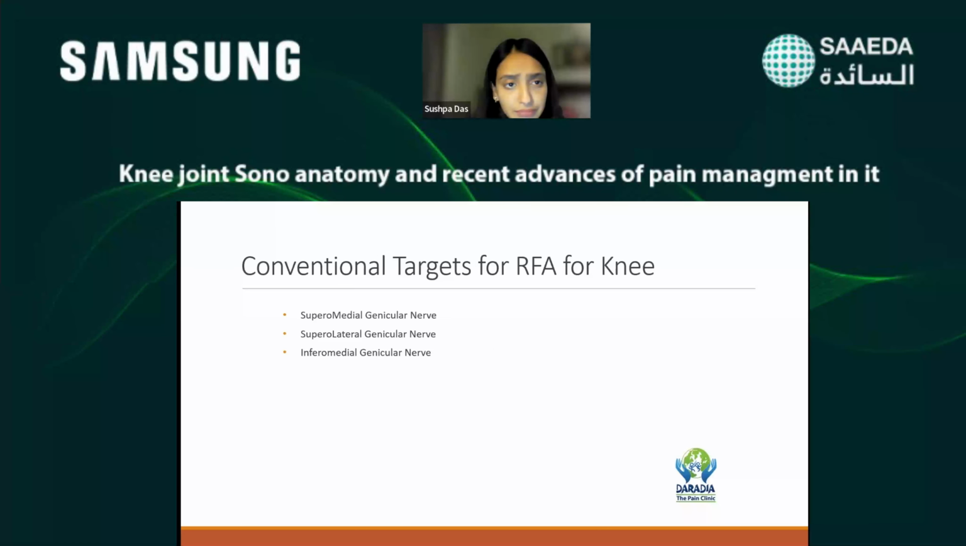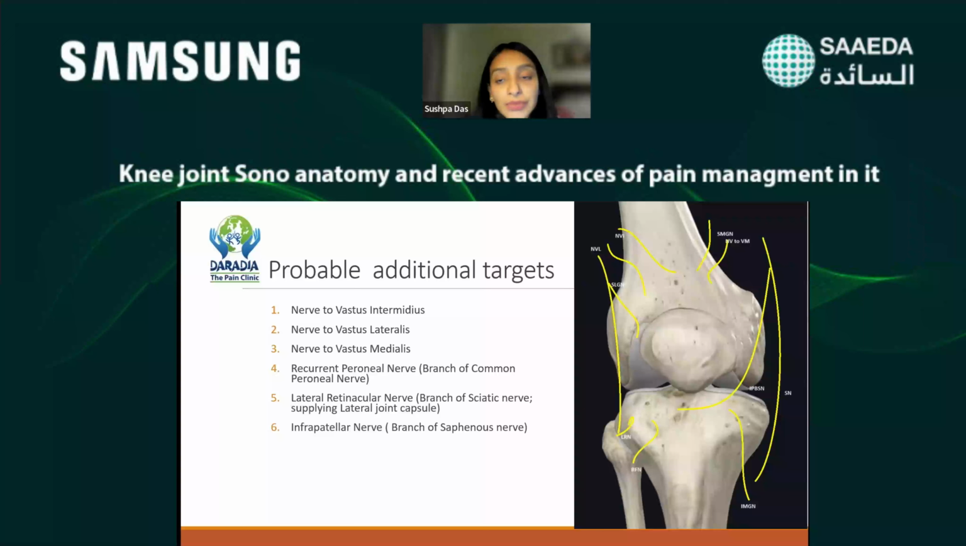Now, conventionally, as ma'am has already mentioned, we have three targets for the radio frequency of the knee. So we have the superior medial genicular nerve on the medial side. Then there is the superolateral genicular nerve on the lateral side. And then there is the inferomedial genicular nerve again on the medial side.